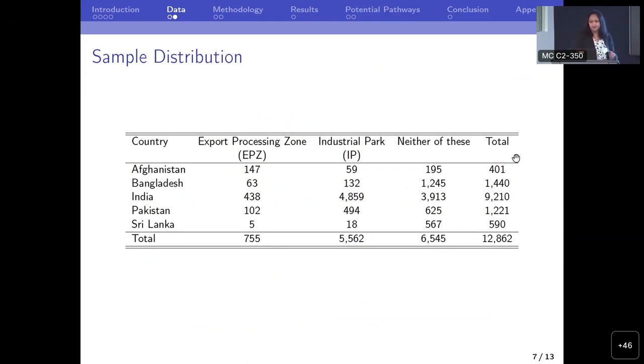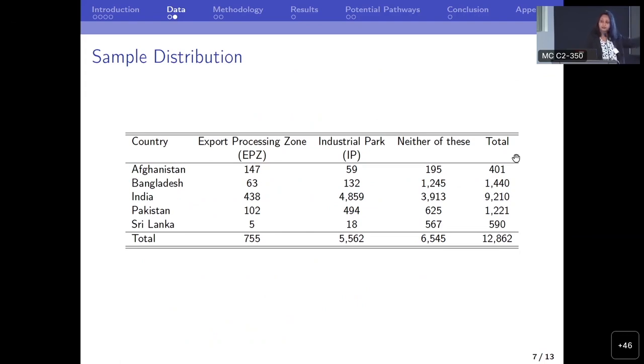I have 12,800 observations, rounding off, in my data, of which about 51% are not located in an industrial enclave. So they answer no to being located in either an industrial park or an export processing zone. And about 49% in total are located in one of the two. Of this 49%, the breakup is about 46% located in an industrial park, and the remaining 3% located in an export processing zone.